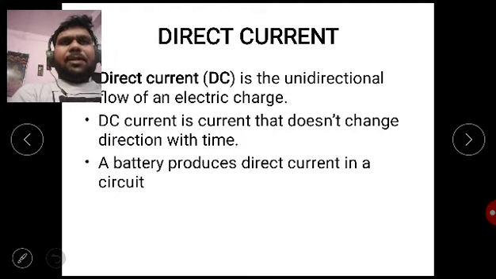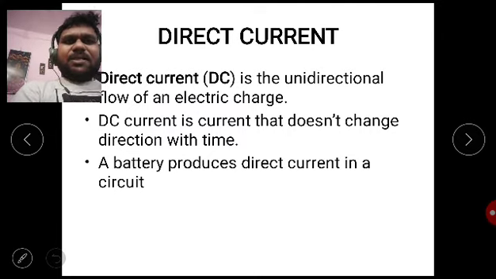Where are we using DC? We are using DC in our home in batteries. Which batteries? Whether it is your transistor battery, your remote battery, or your torch battery, we are using direct current. Direct current is also known as galvanic current. As the name suggests, it is used in galvanic cells.